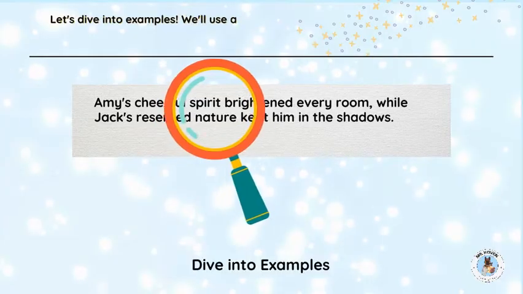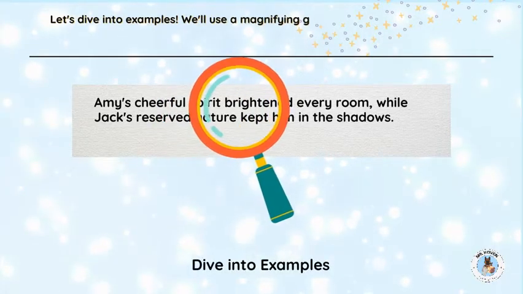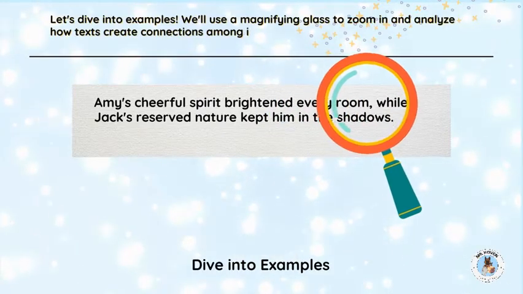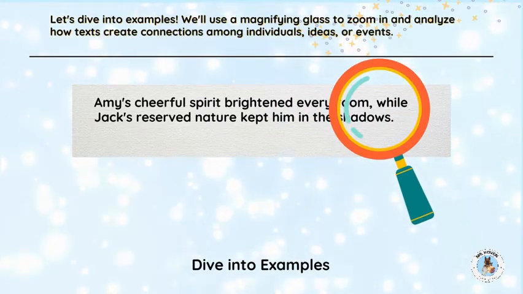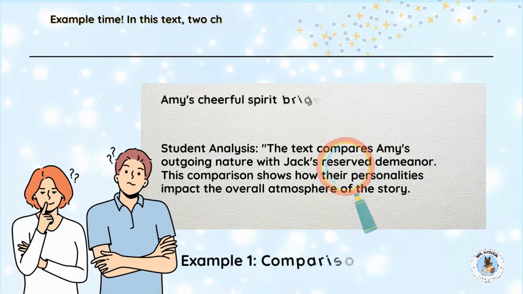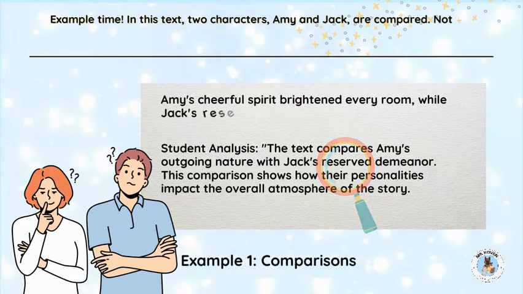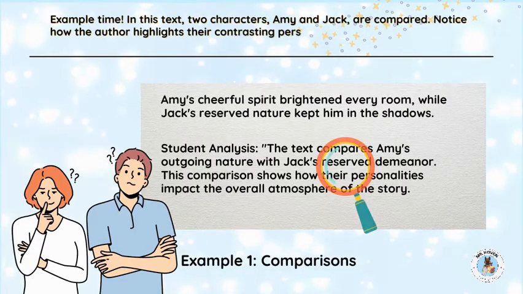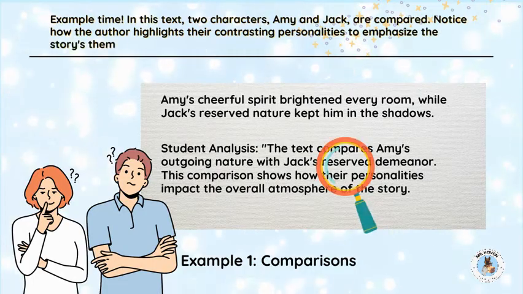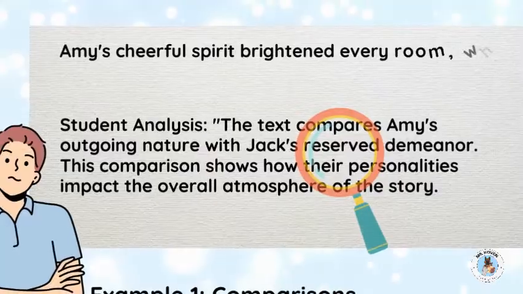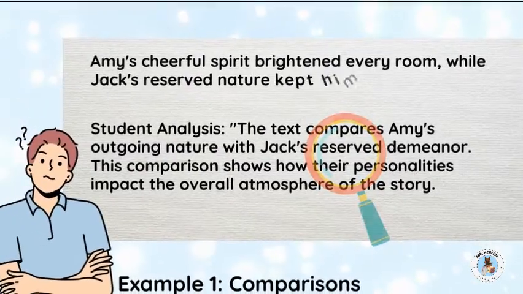Let's dive into examples. We'll use a magnifying glass to zoom in and analyze how texts create connections among individuals, ideas, or events. Example time. In this text, two characters, Amy and Jack, are compared. Notice how the author highlights their contrasting personalities to emphasize the story's themes. Amy's cheerful spirit brightened every room, while Jack's reserved nature kept him in the shadows.